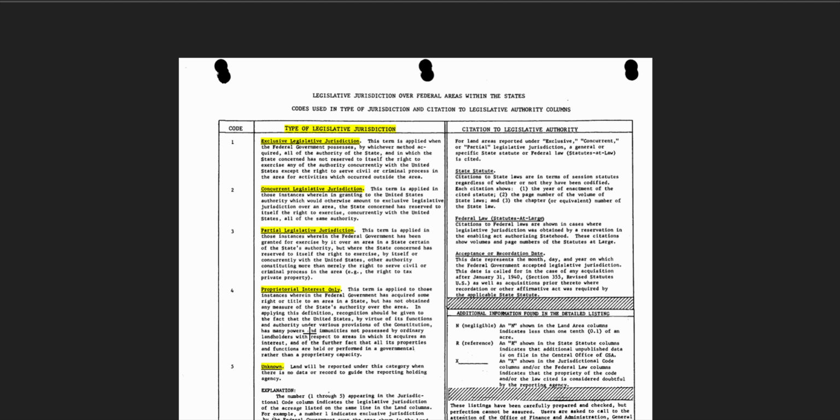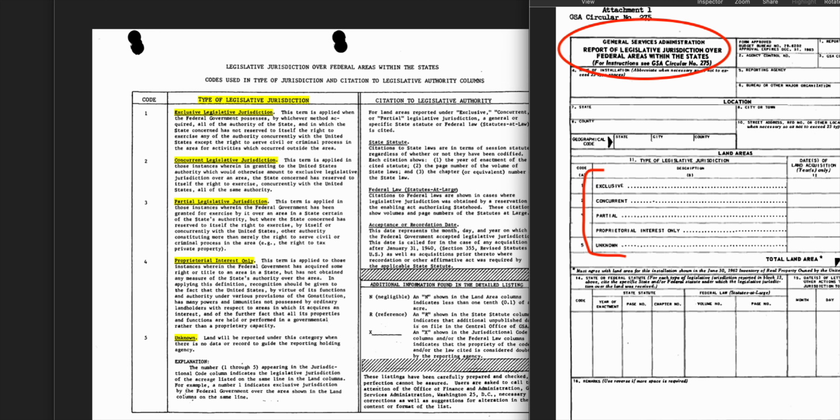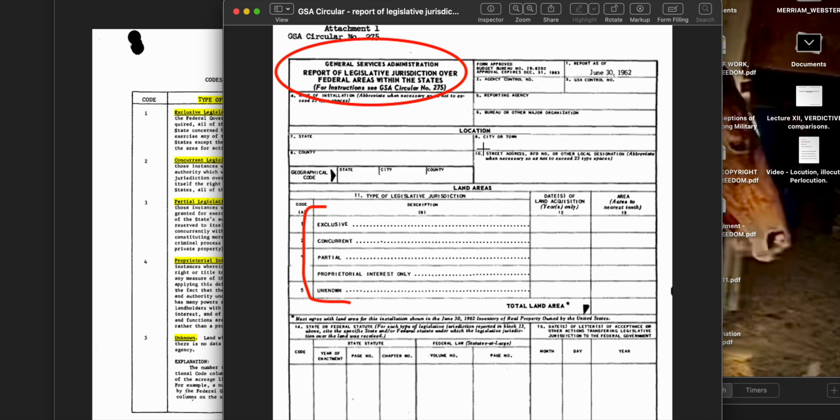So for example, the Federal Reserve banks in the states are under proprietorial interest only because they have no more rights than a regular person who buys property for themselves. And all these laws, of course, are outlined in the state's statutes. So you have to look to the state's statutes to find out what laws apply in your state to the federal government.